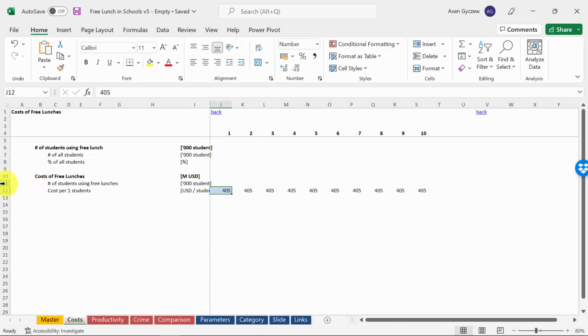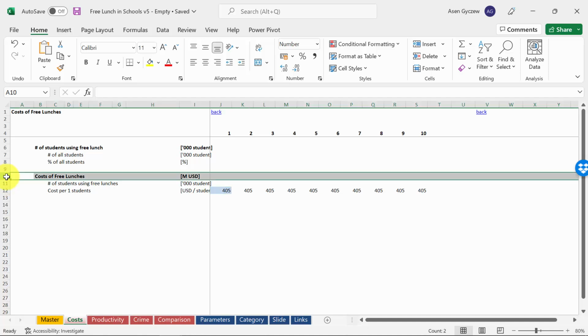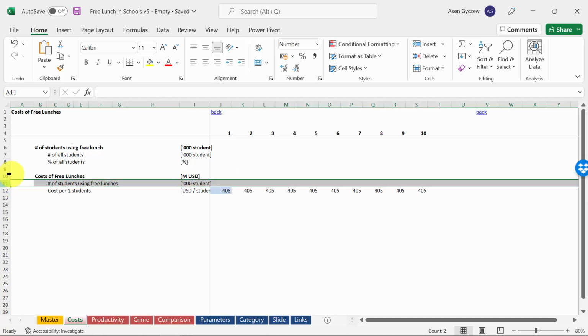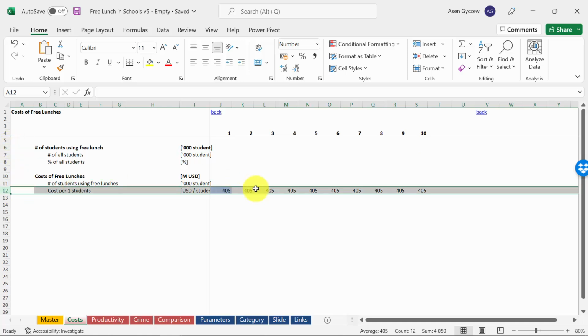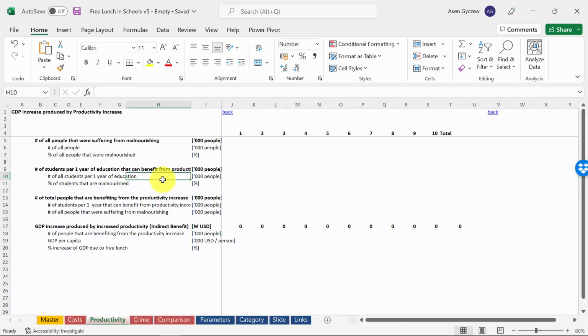Once we've got the number of students, we can estimate the cost of free lunches. This will be based on two things. So the number of students that we have estimated in row 6 and the cost per one student, which is estimated to be around $405 per year. So this will be the cost side of the free lunch project. Now, productivity will be a bit complicated.